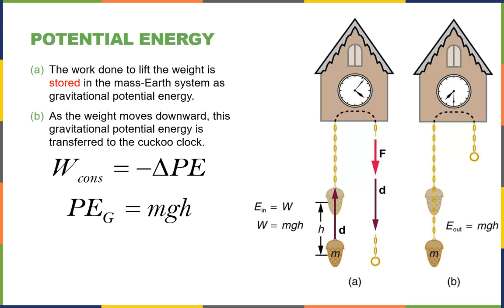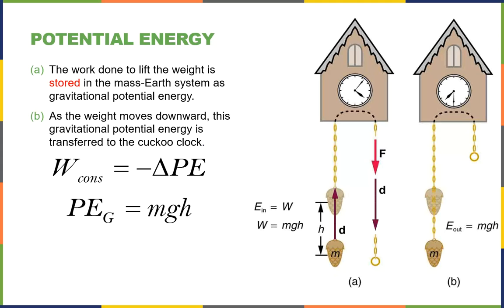So I just used energy, probably not for the first time, but for the first meaningful time. Energy is the ability to do work. If something has energy, it can do work. If it has no energy, it can't do work. So potential energy is defined as the ability to do work because of position or configuration.